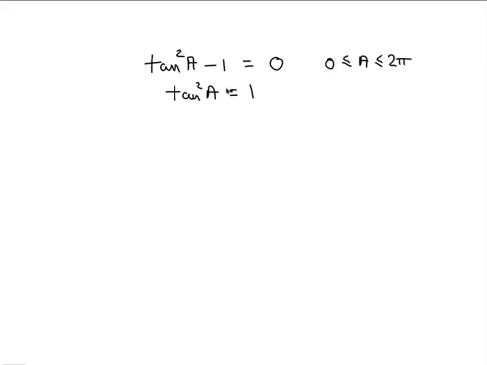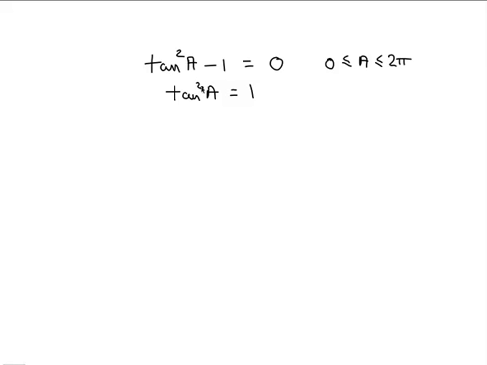One last equation, tan squared a minus 1 equals 0. And again, the range for the angle is between 0 and 2 pi. So the rearrangement this time takes us to tan squared a equals 1 when we add 1 to both sides.